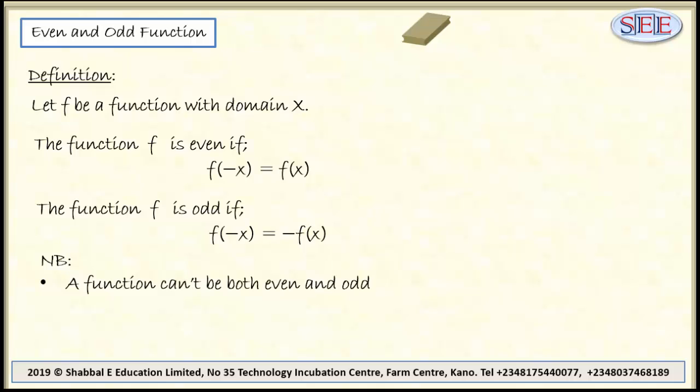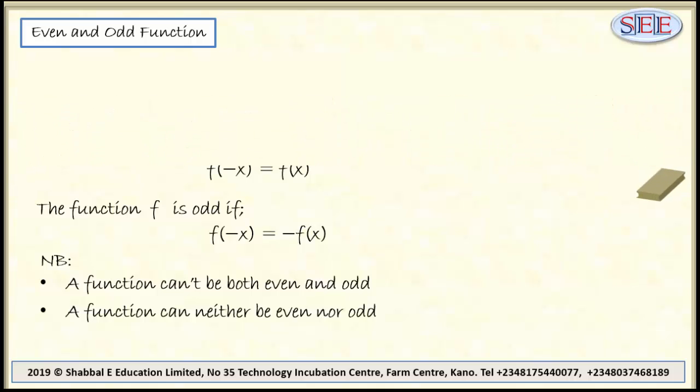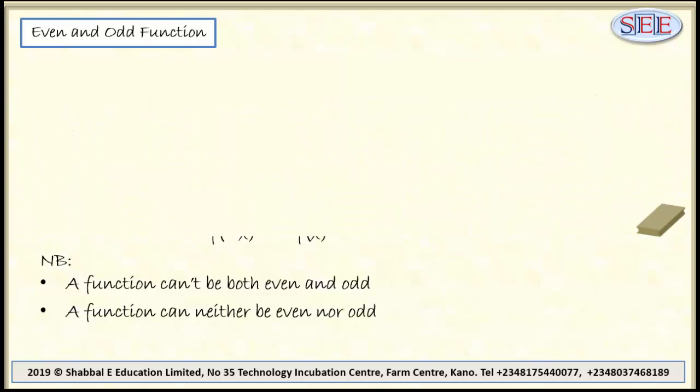But you have to take note. A function cannot be both even and odd at the same time. It can't be both. You also have to take note that a function can be neither even nor odd. You may have a function that is not even and not odd at the same time. These are the things you have to take note of. We will now try to see examples in which we determine whether a function is even, odd, or neither.